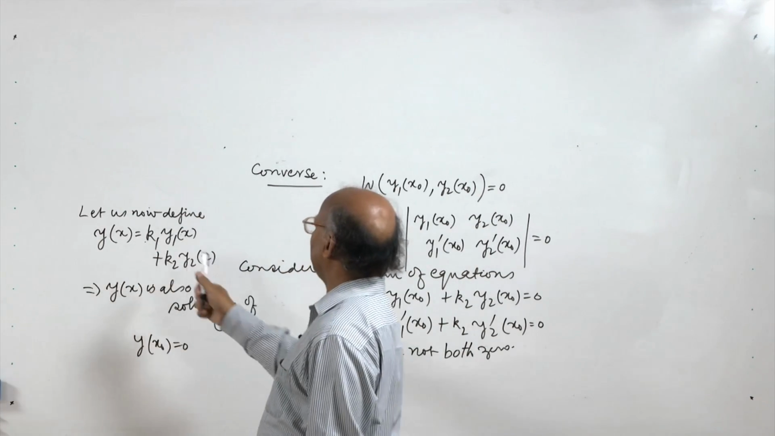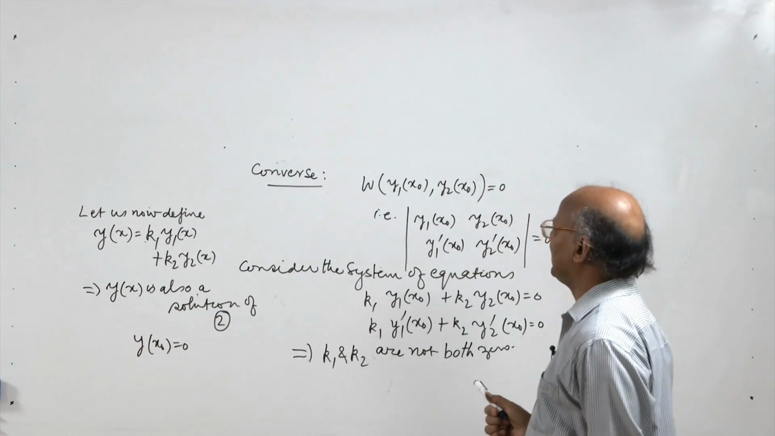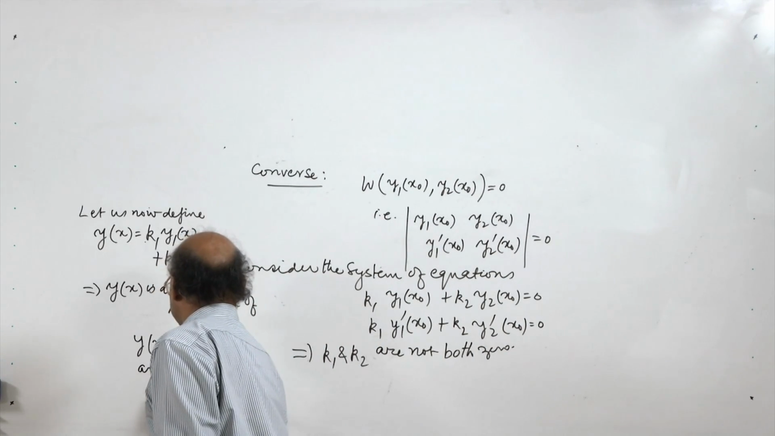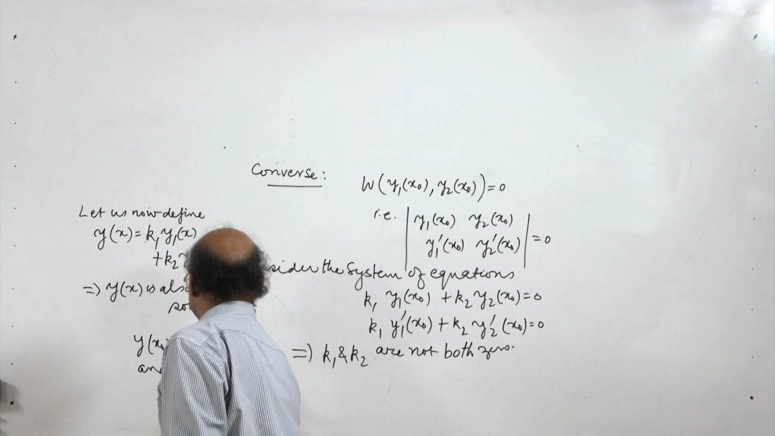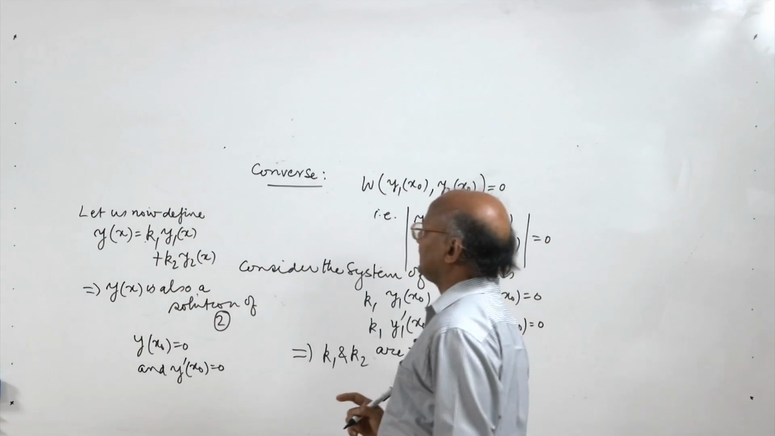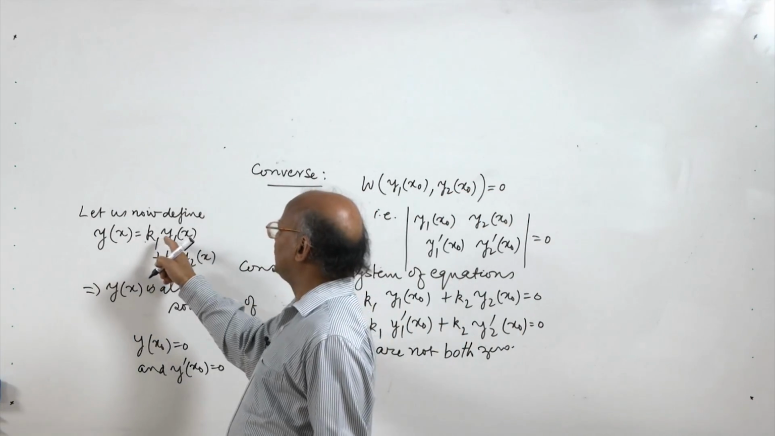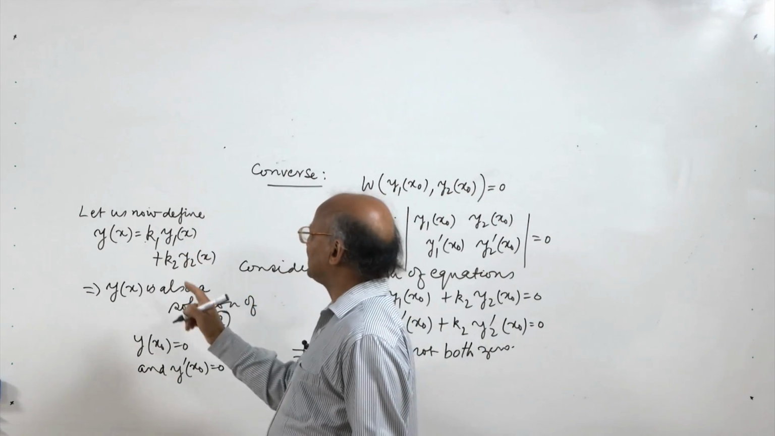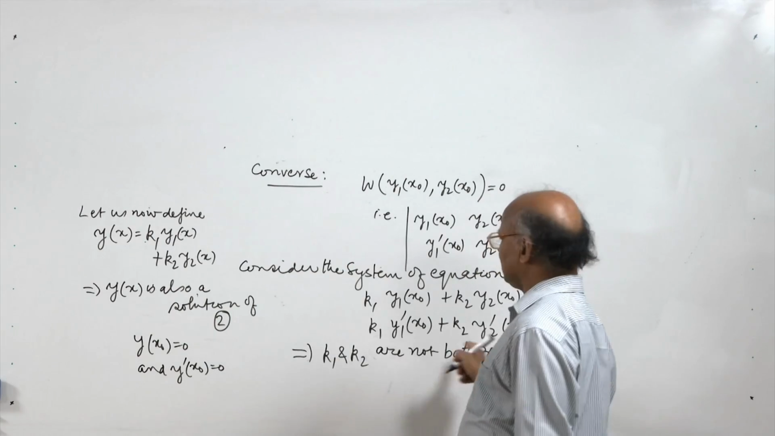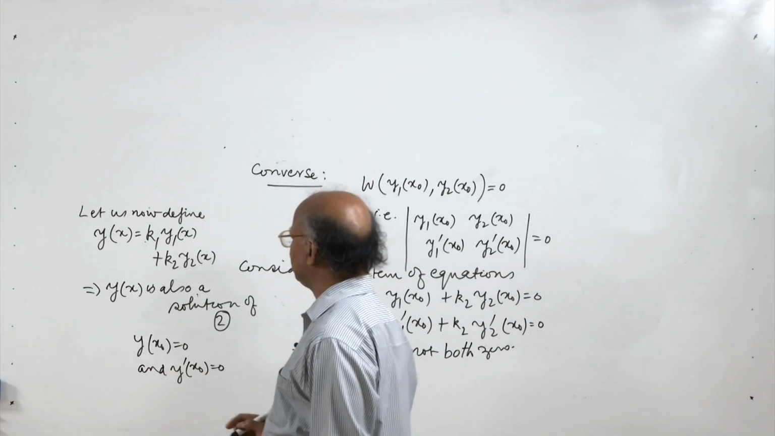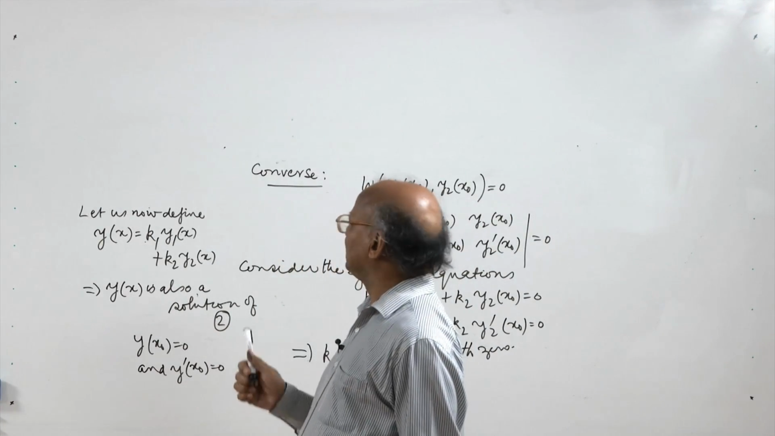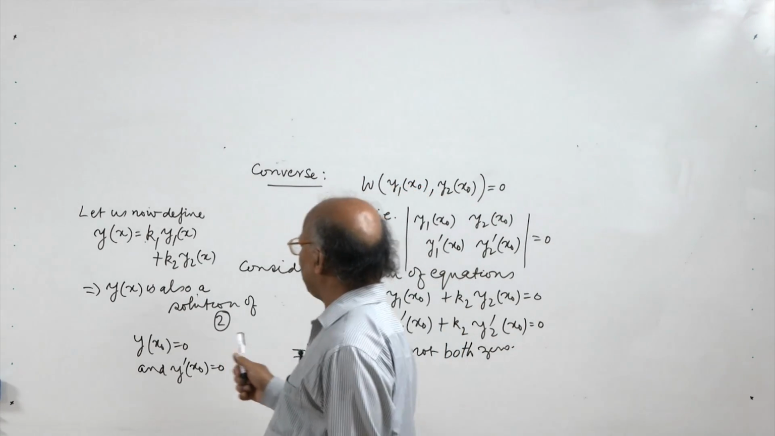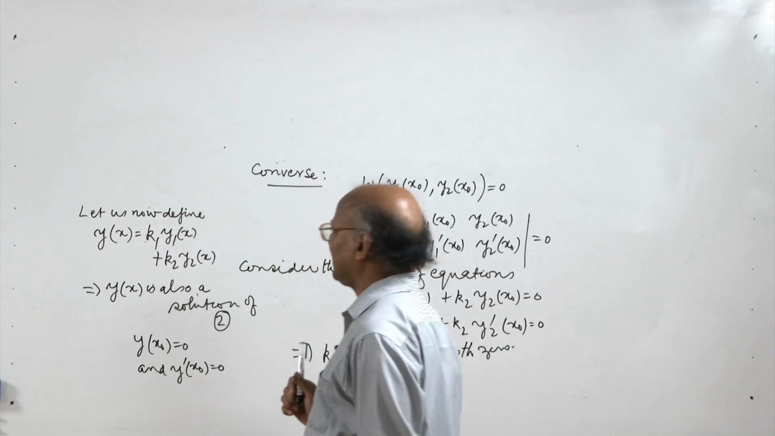If you put x naught here, k1 y1 x naught plus k2 y2 x naught is 0. So y at x naught is equal to 0 and y dash at x naught is also 0. y dash at x is equal to k1 y1 dash x plus k2 y2 dash x. When you put x equal to x naught and use this equation, we get y dash at x naught equal to 0. So now what do we see? That y x is a solution of equation 2 and also that y at x naught is 0, y dash at x naught is equal to 0.